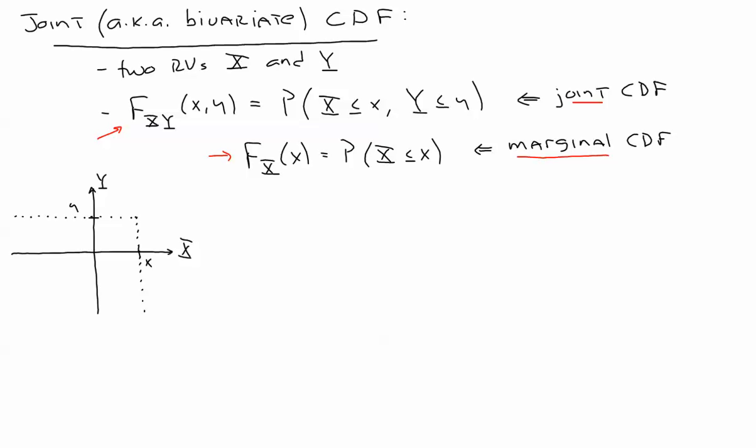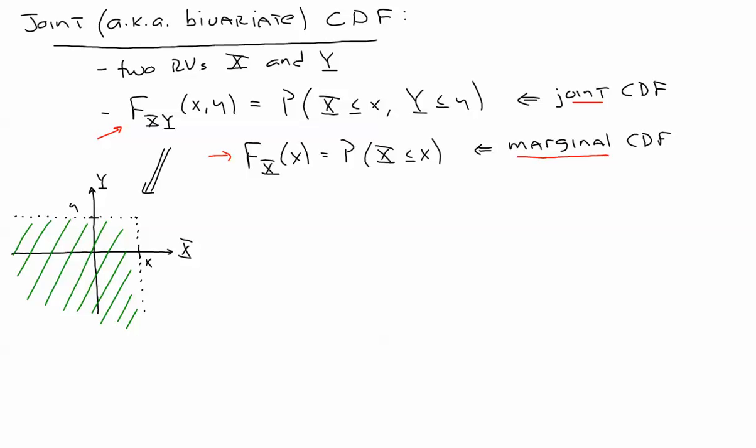My joint cumulative distribution function, this guy, is the probability that my random variables x and y simultaneously lie in this region. That's what that means. Random variables x and y simultaneously fall in that region in the lower left-hand corner.